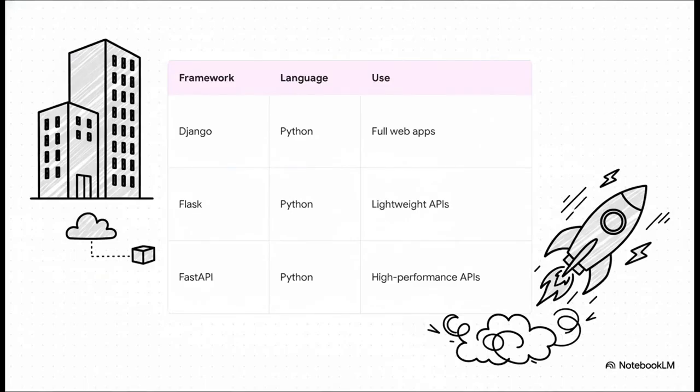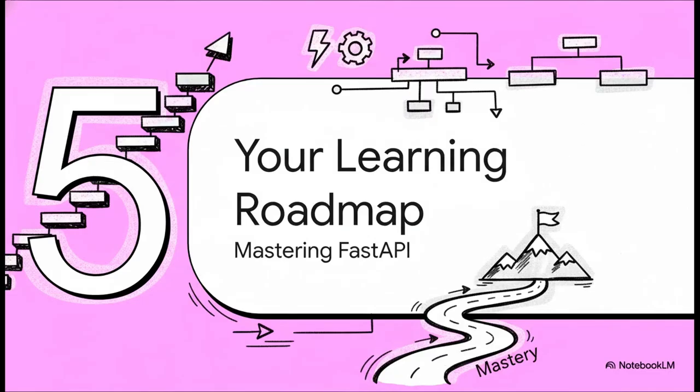Think of Django as the all-in-one toolkit for building entire websites, batteries included. Flask is your go-to for something simple and lightweight. But FastAPI? It has a very specific, very powerful mission. It's perfectly tuned for building modern, high-performance APIs. That's its sweet spot. All right, so now you get the what and the why. You understand what FastAPI is and why it's so popular. So the next logical question is, how do I actually learn this? Let's quickly look at what that journey looks like.